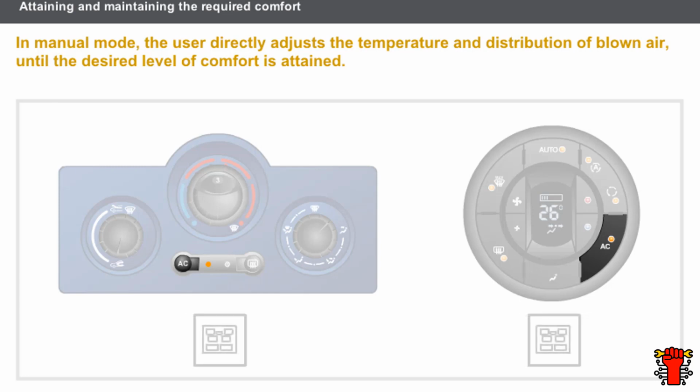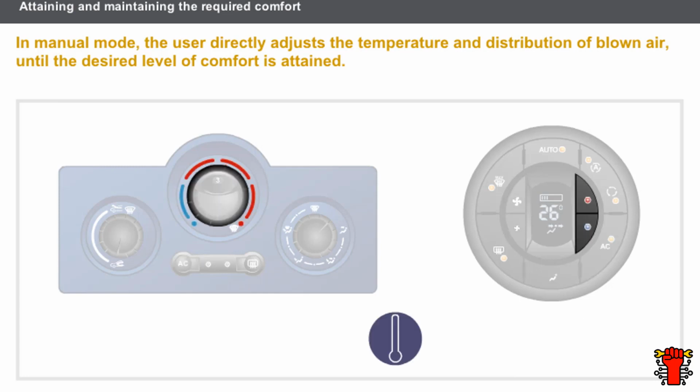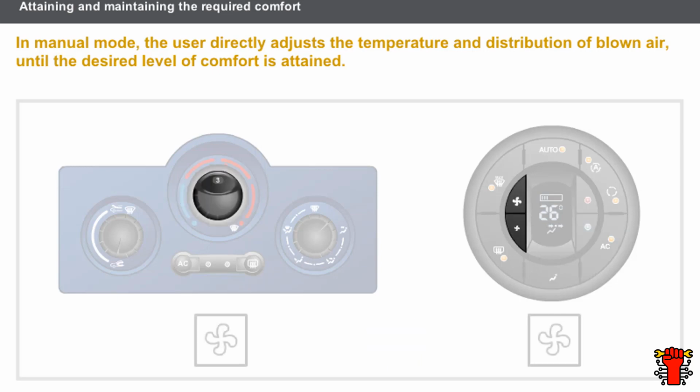In manual mode, the mixing and distribution flaps are controlled by wires or an electric motor. The user directly adjusts the temperature and distribution of blown air until the desired level of comfort is attained. The passenger compartment fan speeds are activated via a switch. The computer activates the fan speed and the distribution components to maintain the flow of air in each row or to follow the driver's instructions.